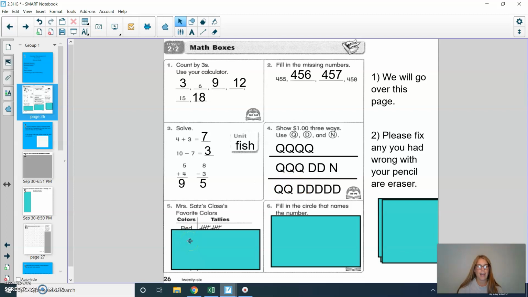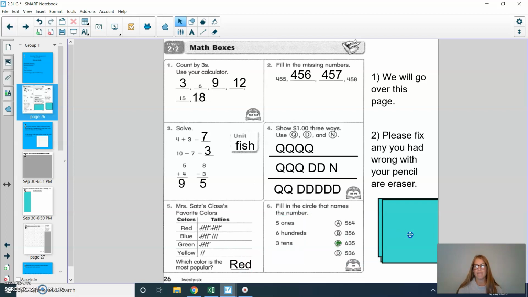For question number 5, Mrs. Satt's class's favorite colors. And which color is the most popular? I can see that red has the most tallies, so red is the most popular. For question 6, fill in the circle that names the number. A 5 in the ones place, a 6 in the hundreds place, and a 3 in the tens place. That number is 635, which is letter C.